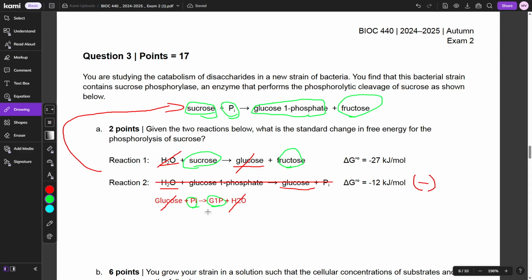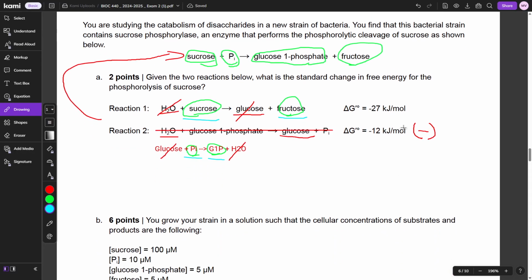So fructose and G1P are both on the right side of this arrow, and Pi and sucrose are both on the left side of the arrow. So I'm looking for that equation to match, right? So now all I gotta do is just do a bit of math here. So I just gotta add these two values together now.